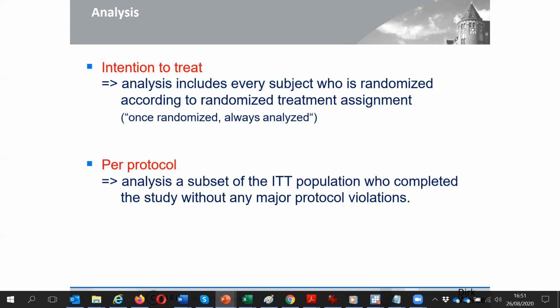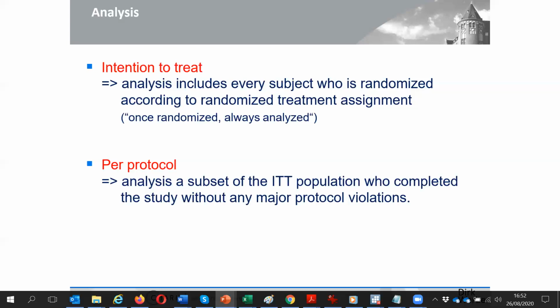So these two ways, intention to treat or per protocol, depend on how you are going to analyze your study participants. For intention to treat, the analysis includes every subject who is randomized according to the randomized treatment assignment, which means, in simple terms, for intention to treat, once randomized, always analyze.